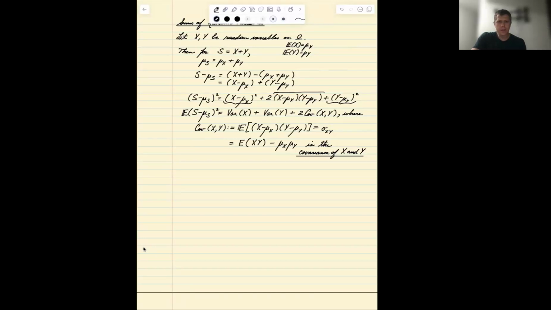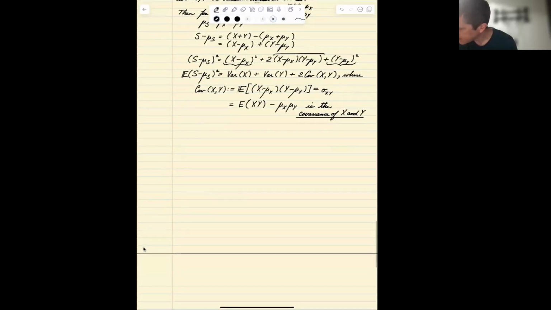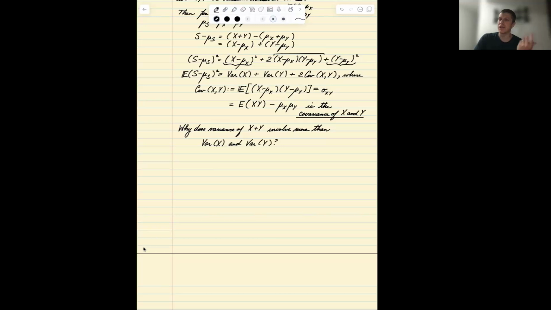So it's natural to ask the question: why does the variance of X plus Y involve more than variance of X and variance of Y? Right, so in what way, what else could be contributing to the variance of this quantity than the variance of the two variables that are involved in the quantity? And so that's what we're going to come back with next, and give some interpretation for how that works.